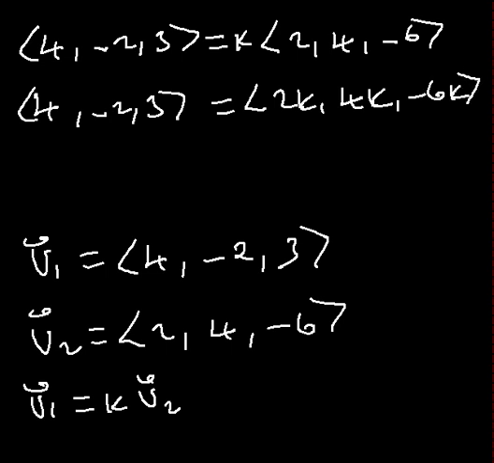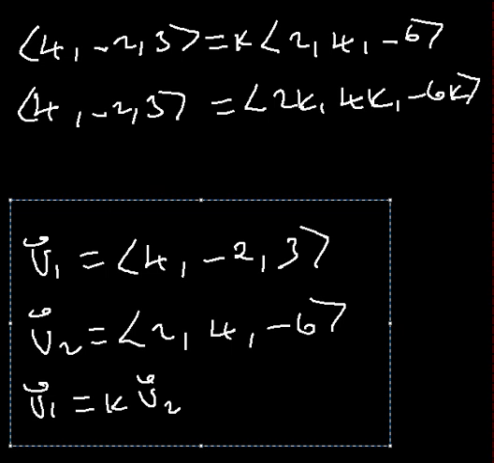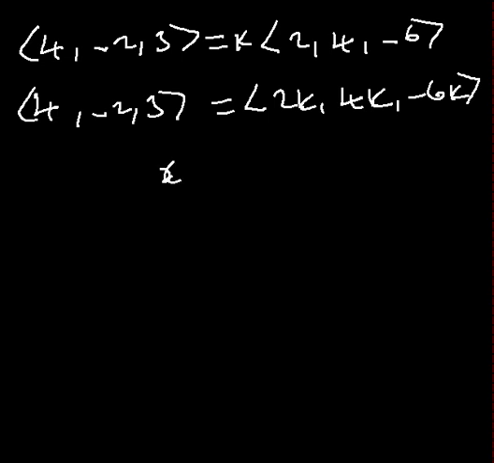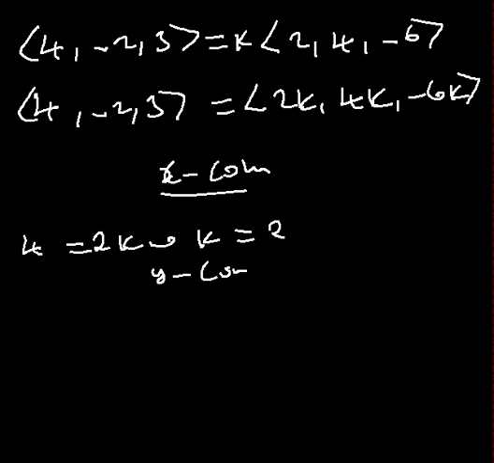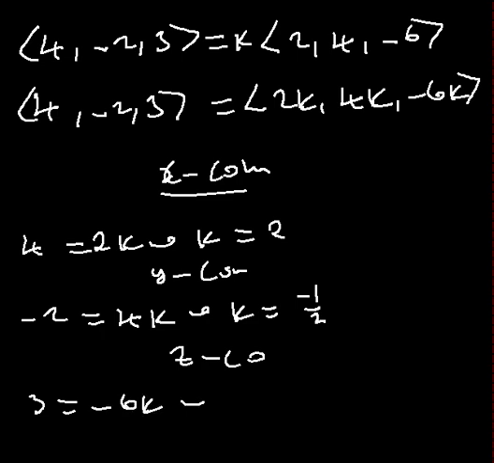And therefore, we have to equate this componentwise. The x component: 4 is equal to 2k, and therefore k is 2. The y component: negative 2 is equal to 4k, and k is negative 1 over 2. And the z component: 3 is equal to negative 6k, and thus k is equal to negative 1 over 2.